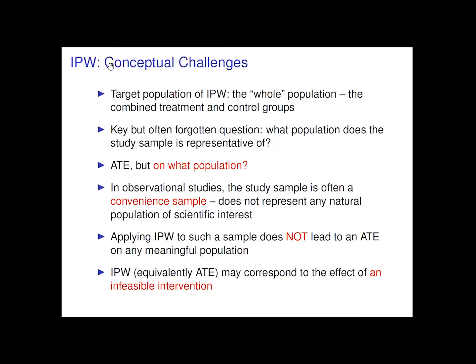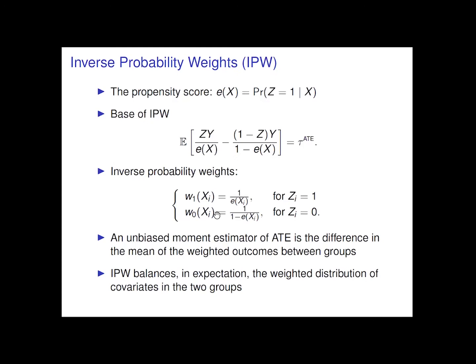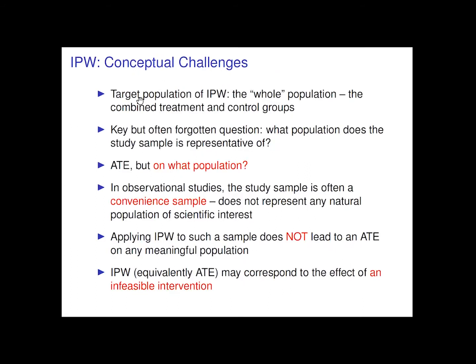But there are some conceptual challenges with IPW. First of all, remember I mentioned that when you do weighting, you weight your units, your subjects, and create a weighted population, and then draw a conclusion on that weighted population. This weighted population is essentially your target population. So it's very crucial to ask: what is the target population of IPW? Because you are reweighting.